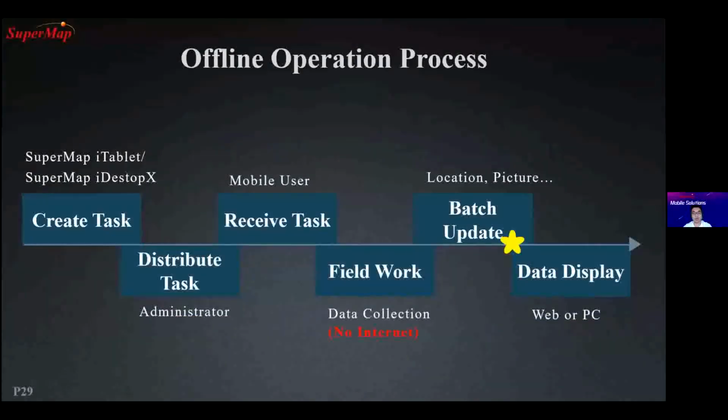But for the field survey, sometimes we don't have internet. So here, our SuperMap product can store the data in our mobile. We will store it in the UDB or UDBX database. And then when we connect to the internet again, it will upload all the data together. So this is the difference between the online mode and the offline mode.